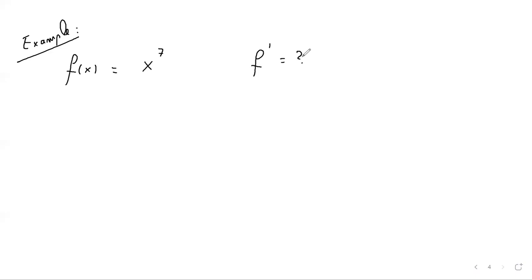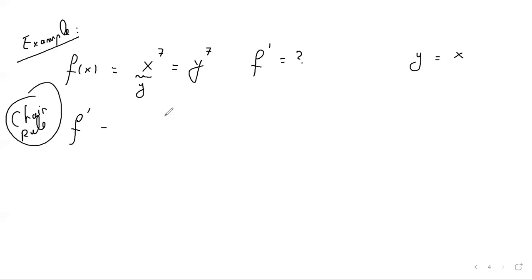Why not do the exact same thing that I did earlier with a chain rule? So I'm going to call this y. So I'll say y equals x. Then this is y to the 7. So just relabel x, right? y to the 7. And then the derivative with a chain rule is going to be 7y to the 6 times y prime.